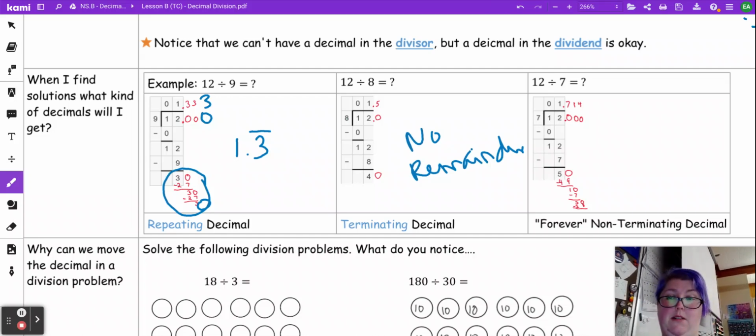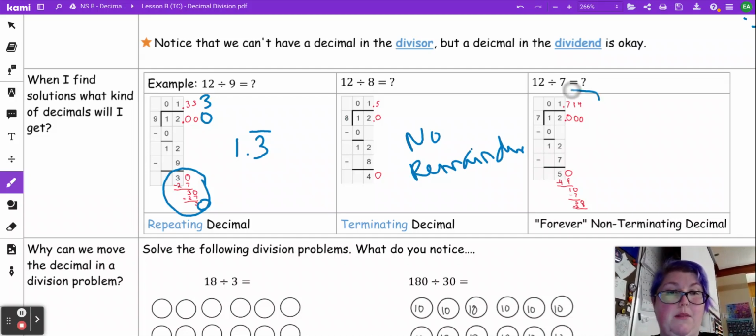There's no remainder. Now, the last type is a little trickier because it is a forever non-terminating decimal. That's kind of like pi. Pi is one of those numbers. It just keeps going. If you do the math, you can continue on in place value, but we don't have to. So for 6th grade math, I want you to do at least 3 place values. I want you to go to the thousandths to see if it is a non-terminating decimal.